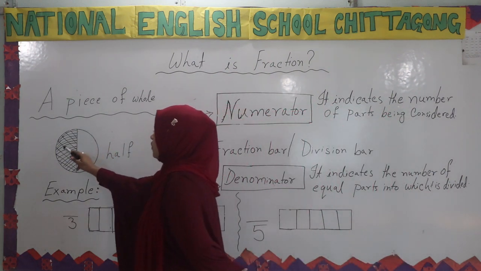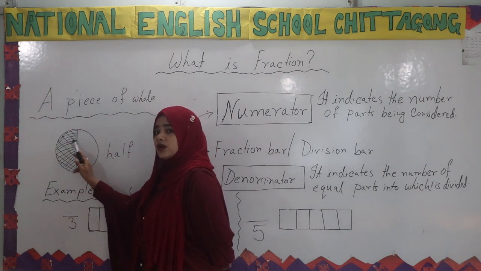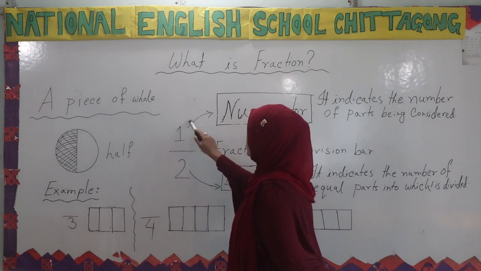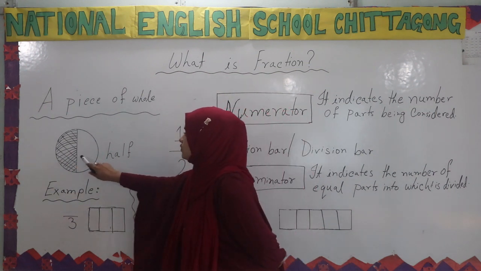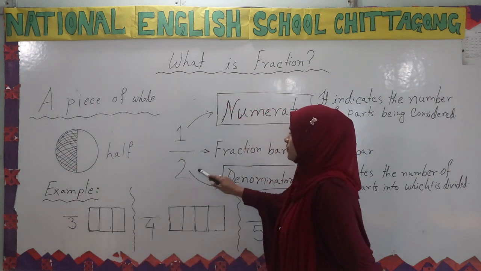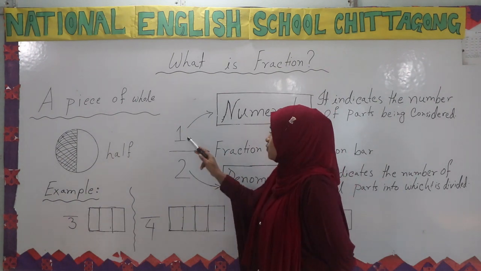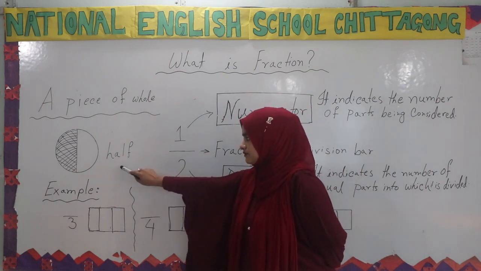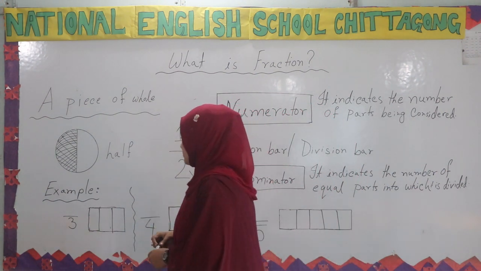Like here, one part is shaded, and this one part is denoted by this one, and the two equal parts denote the denominator. So you can read it as 1 by 2 or half. We have some examples for you.